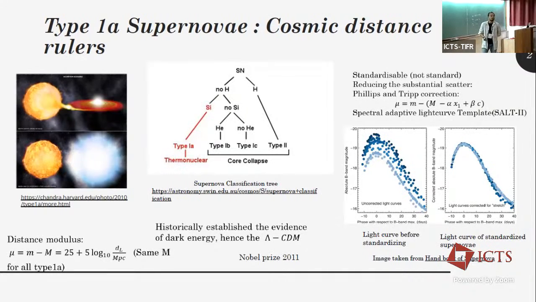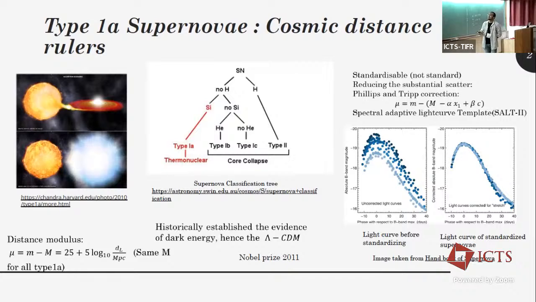Fortunately, there is an empirical relation which can reduce this scatter, termed the Phillips correction. The width of the light curve, the number of days it takes to fall, is directly related to its maximum brightness, and there is a linear relationship, covered in this formula by alpha times x1, x1 being the width.